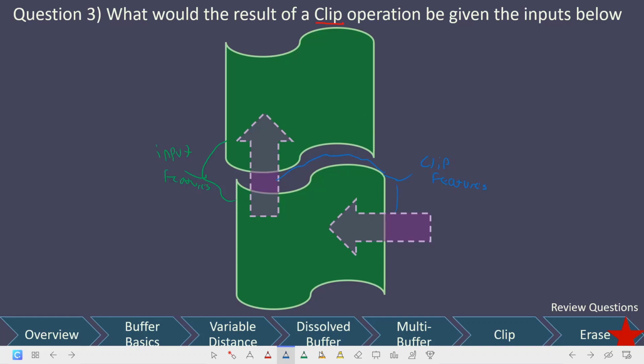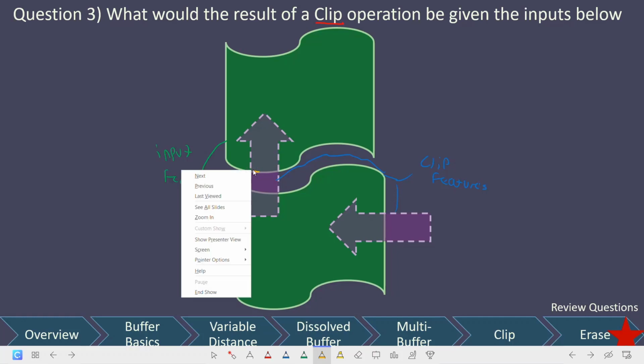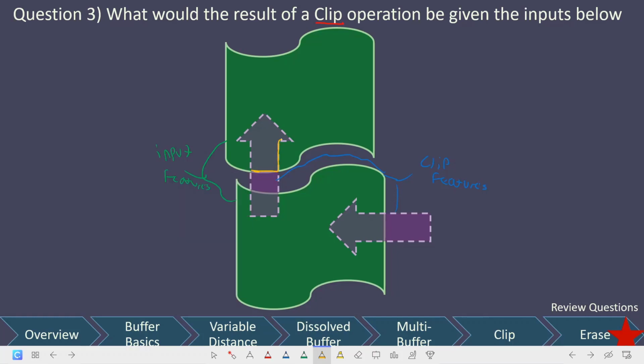Okay, hopefully you took a second and you realized that with clip, what we do is we keep only the parts that are overlapped. So for this top feature here, we would keep this part here. Down here, we would keep this part here. And we would keep the head of the arrow here. So we would keep 1, 2, 3 pieces of the input features. Drawn more correctly, it would look something like that.